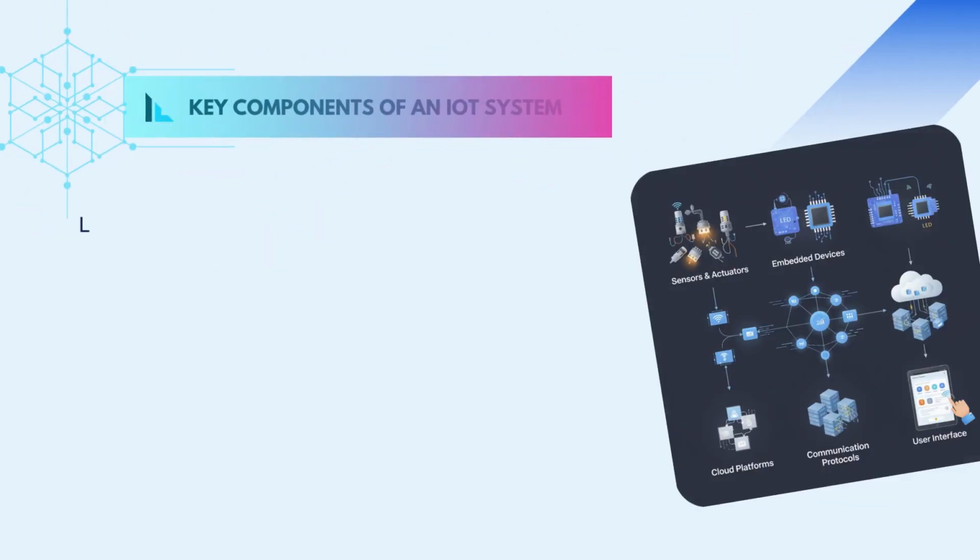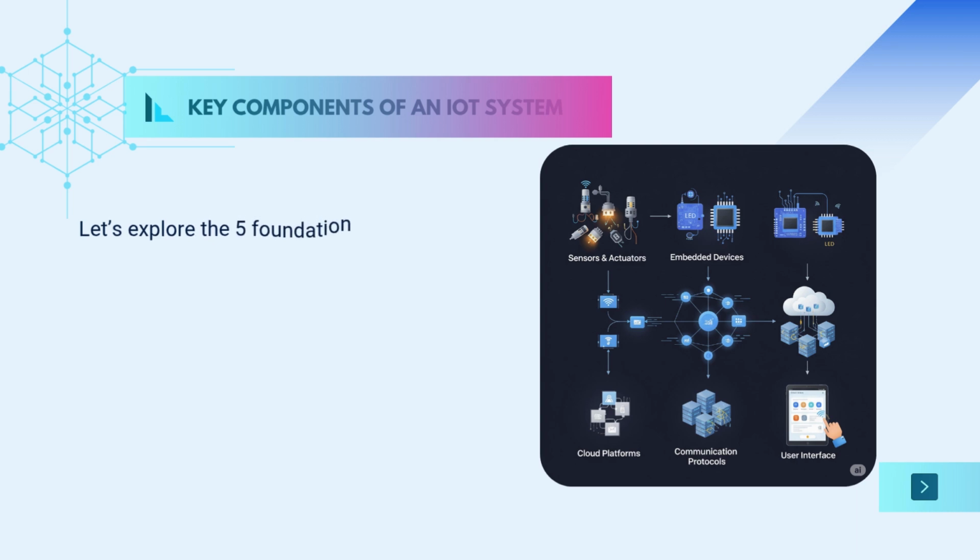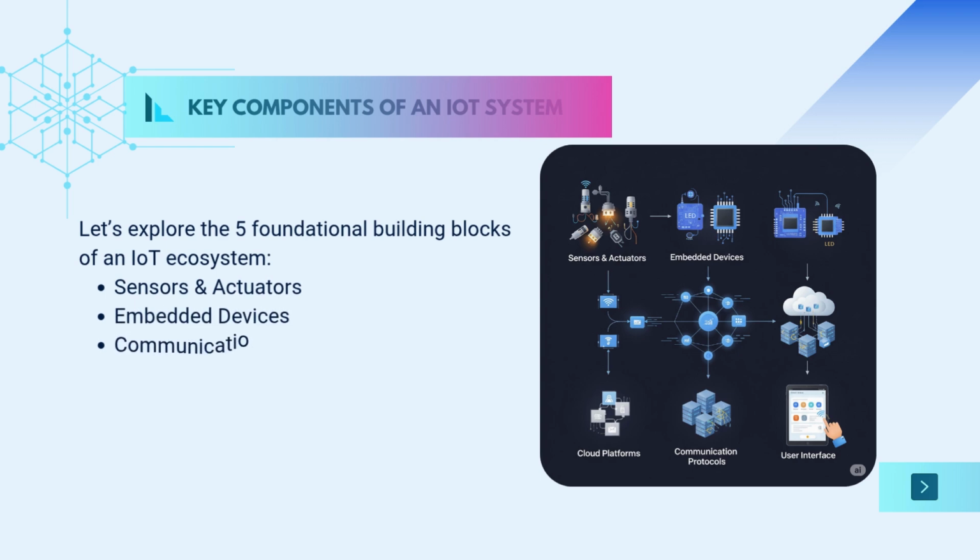An IoT system is made up of 5 fundamental components. Let's walk through them. First, sensors and actuators. These are the eyes, ears, and limbs of your system. Sensors collect data from the environment, like temperature, motion, humidity, light, or gas levels. Actuators, on the other hand, do something in response: turn on a fan, open a valve, blink an LED.